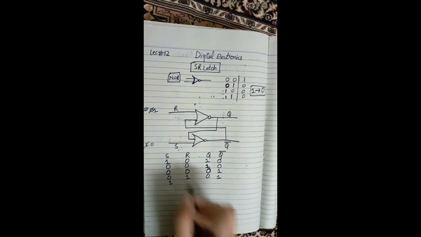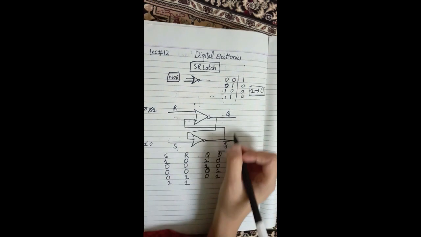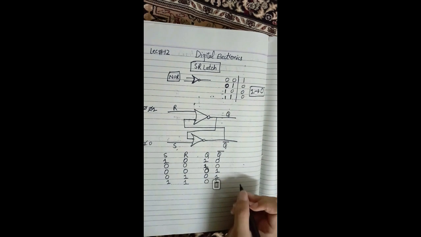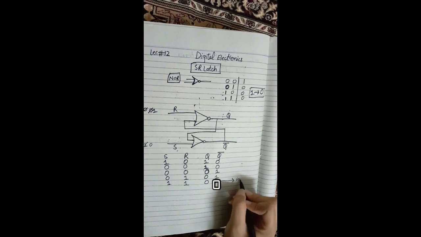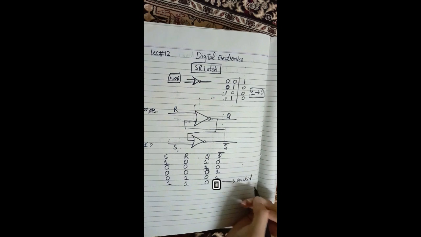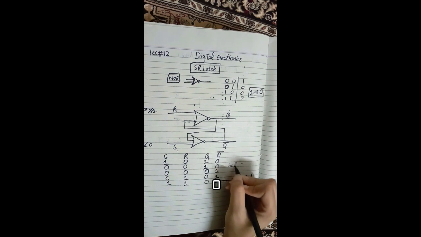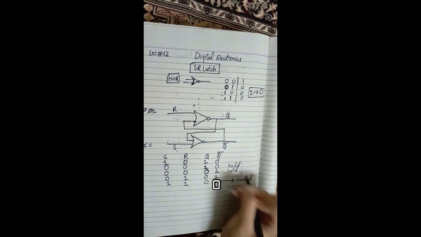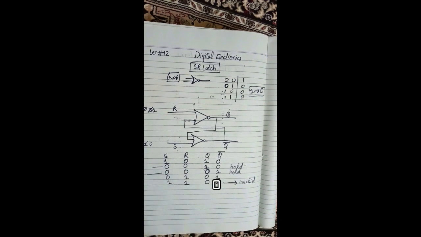Now we have to see that if S is 1 and R is 1, then both the outputs will be 0. That is, the SR latch for 1 1 is invalid. This is an invalid state, and for the 0 0 we will get the states which we call hold states.